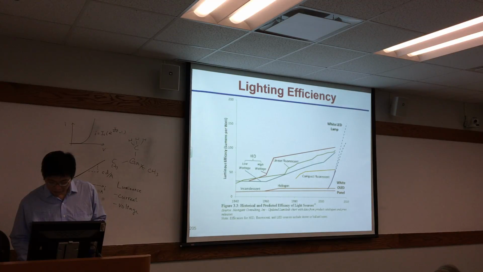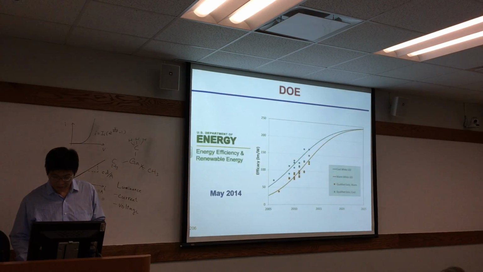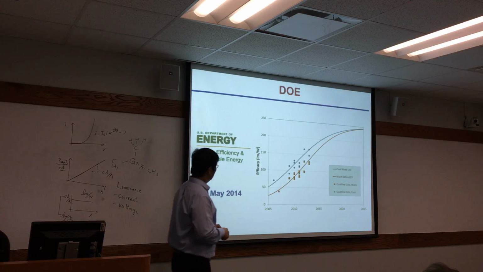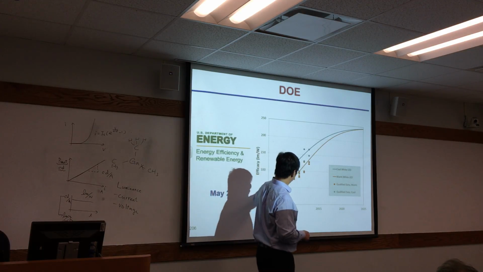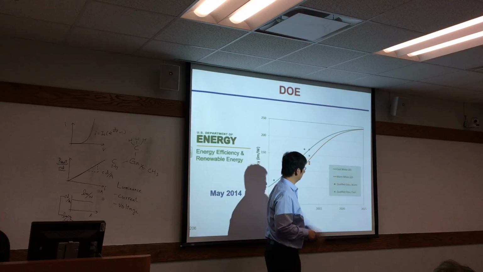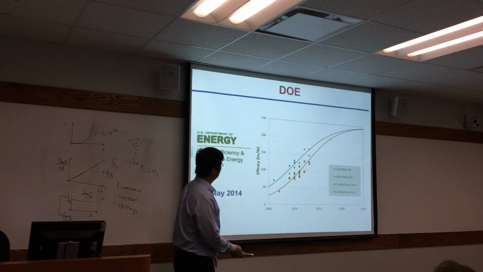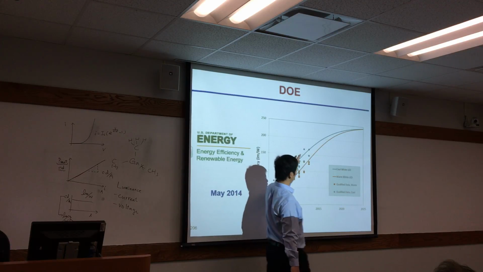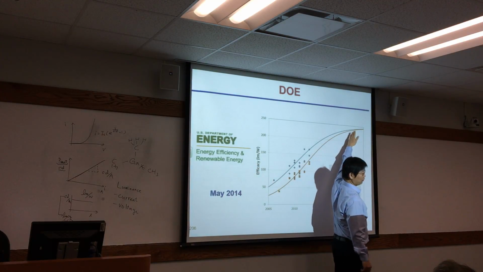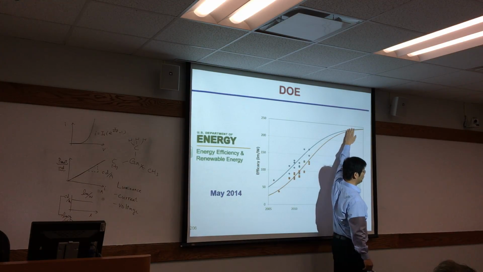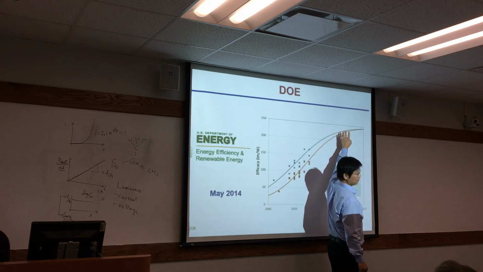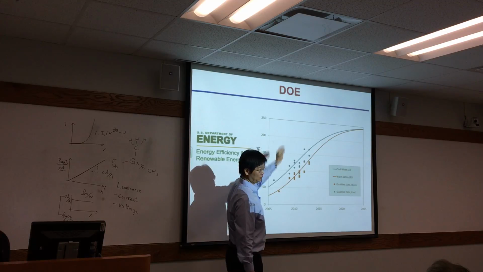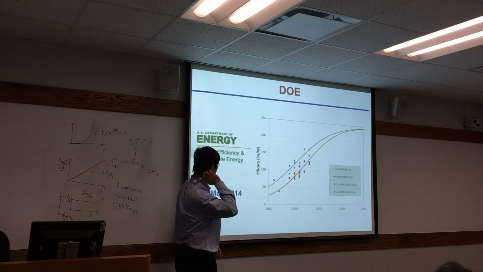So anyway, right now let me just let you know the efficiency like that, and for the DOE, they have some projection for 2025 that they want to achieve. Of course, you can see they are not real. To the 400, 300, 400, 500. That's not possible because for the white light there's an upper limit for the luminous efficacy.